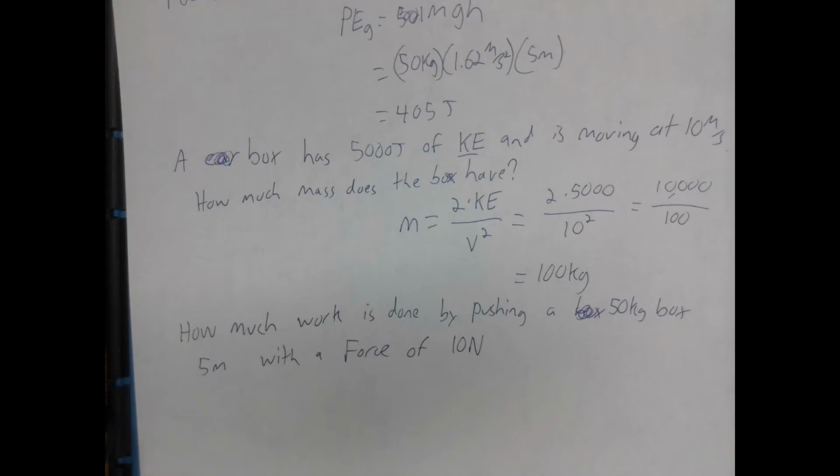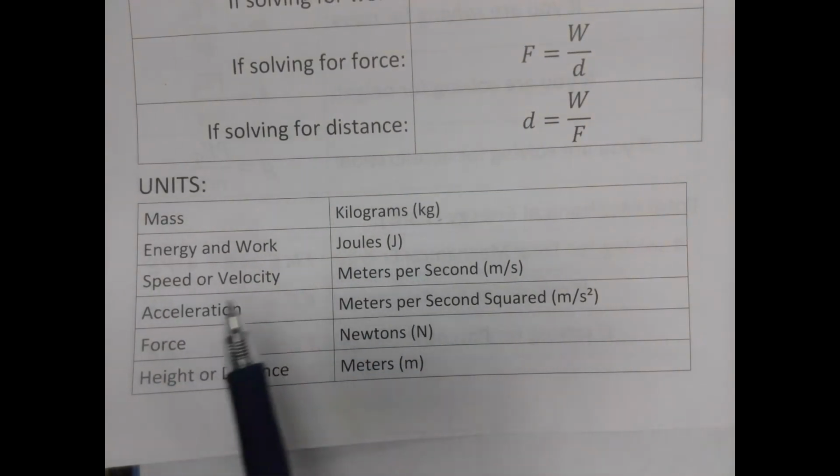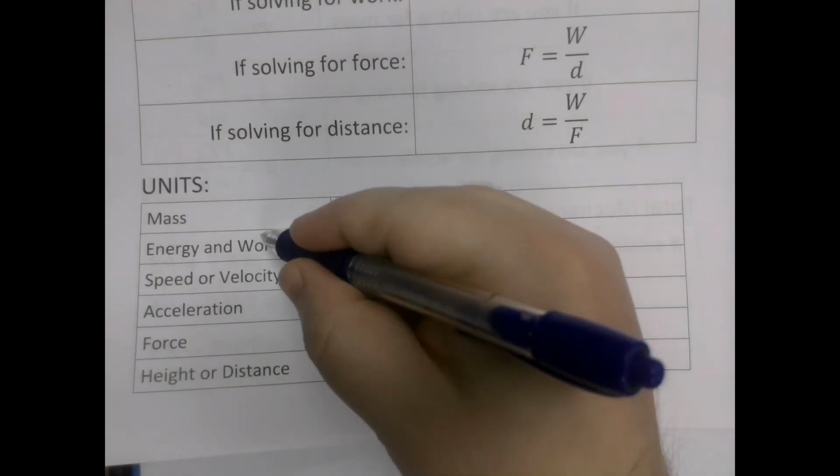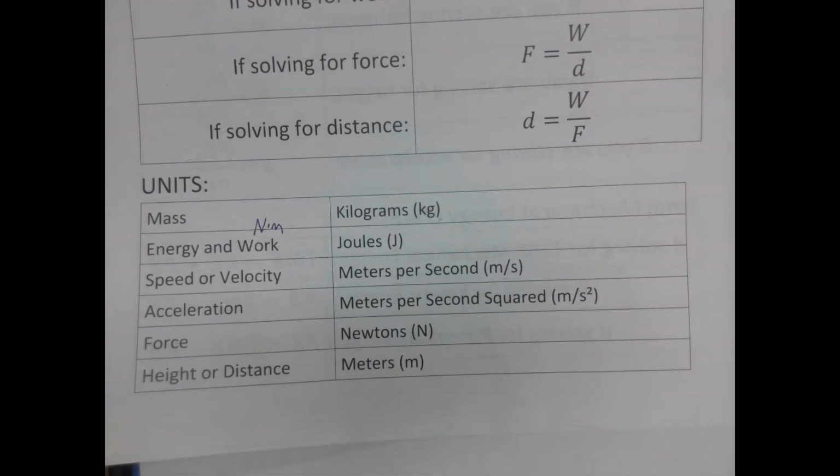So what's something I told you about work? Do y'all remember? Look at your formula sheet at the units portion. So units, energy and work are measured in joules. Work can technically be measured in Newton meters, which is an acceptable unit for work, but we sometimes just call it joules.